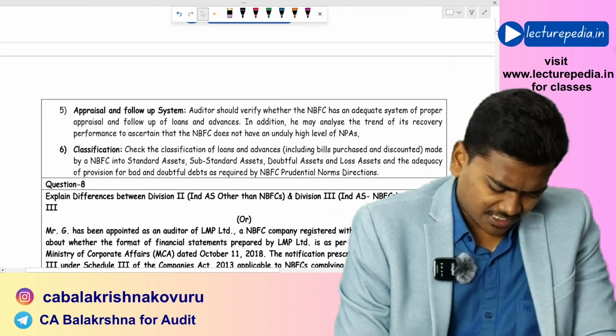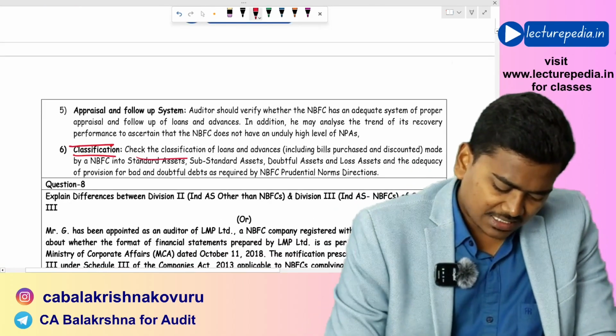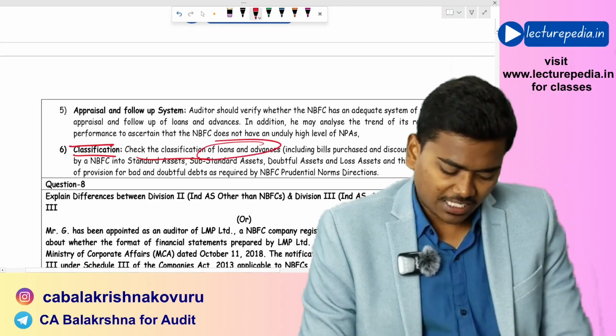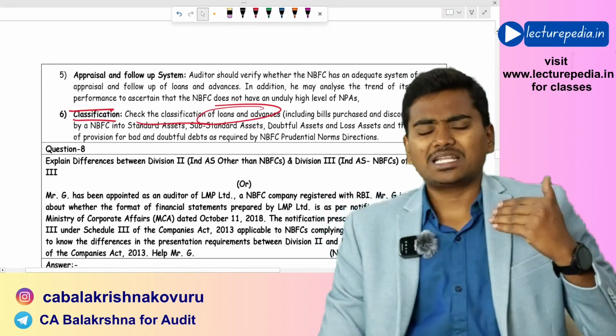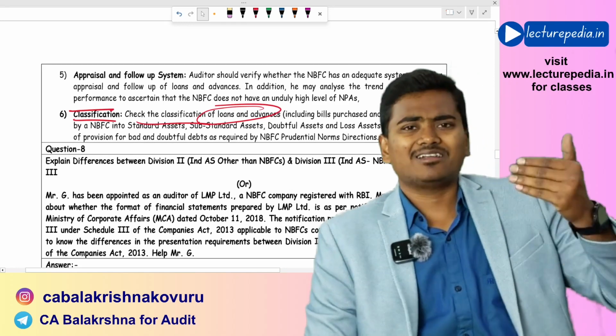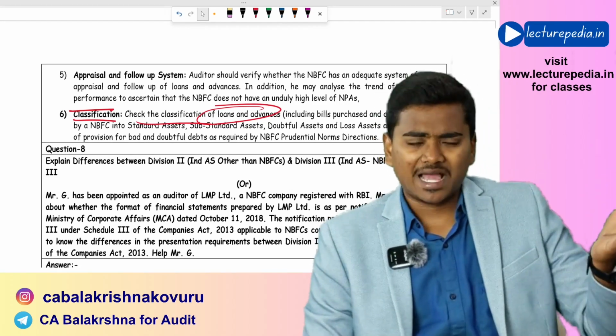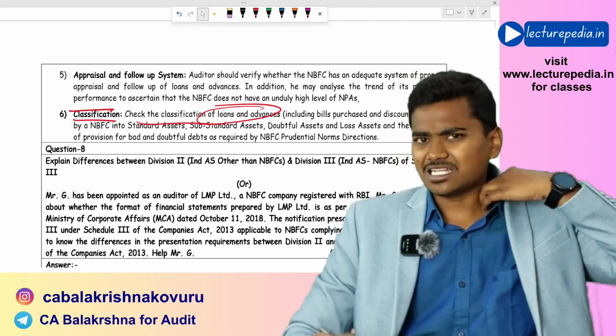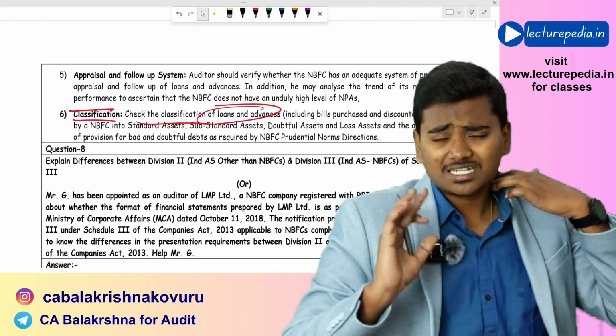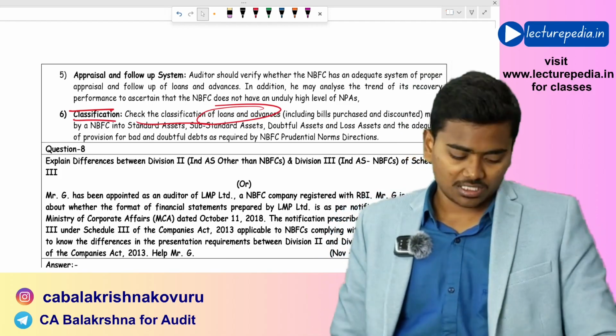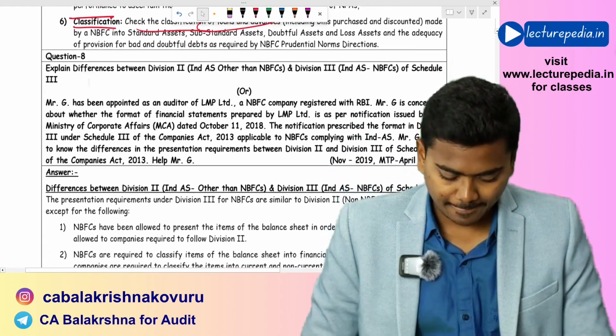And finally, classification. Check the classification of loans and advances. That is, you will be classifying loans and advances into standard, substandard, doubtful and loss. Just like in banks, in case of NBFCs also this type of classification will be present. Whether that classification has been properly made or not needs to be verified.